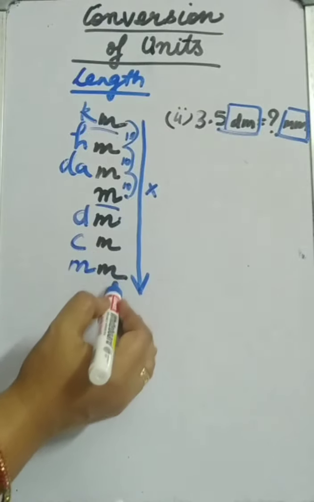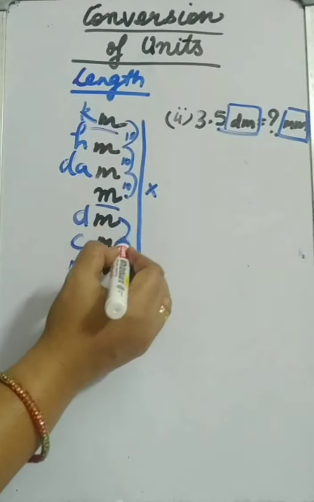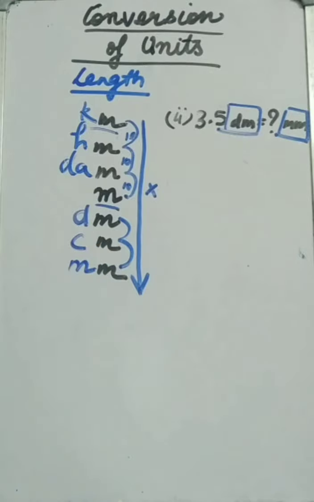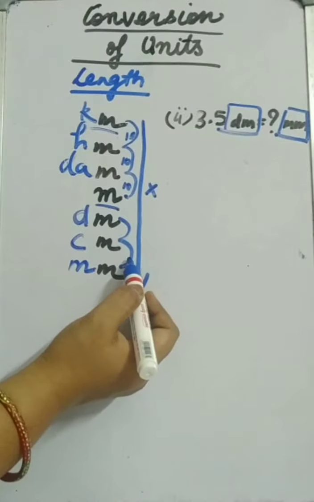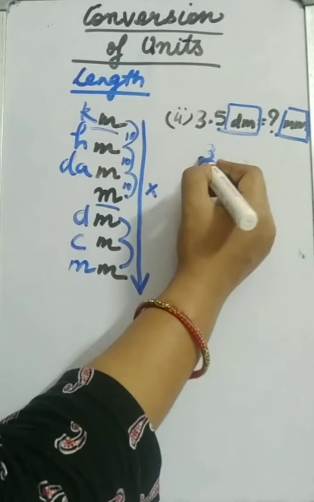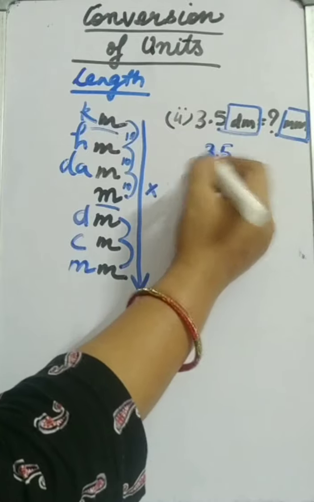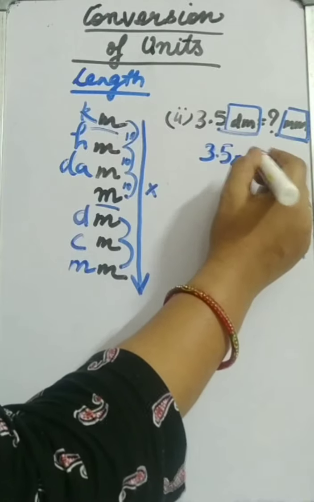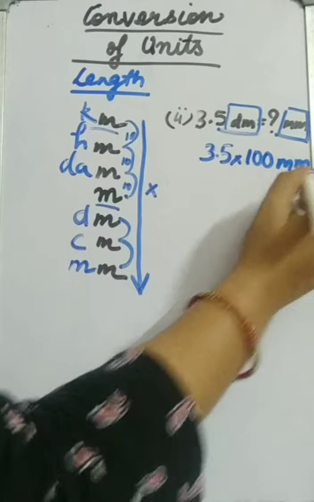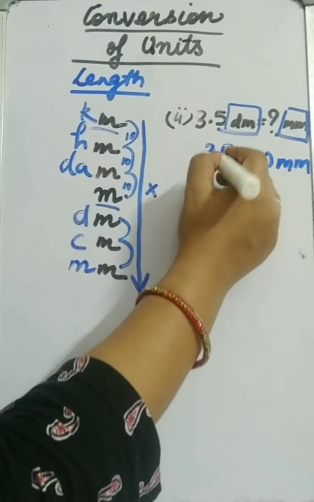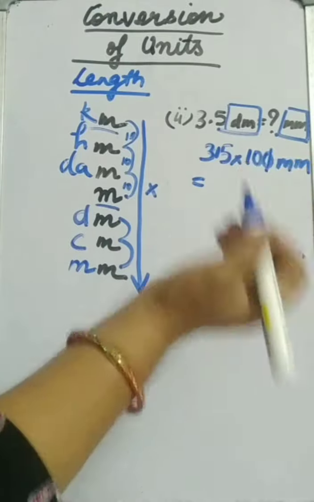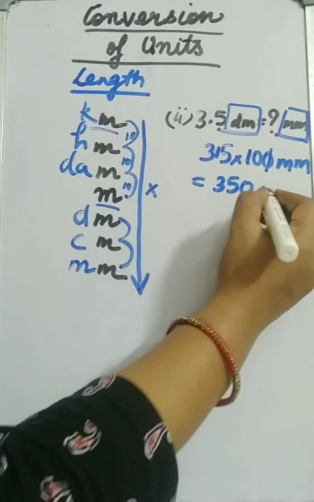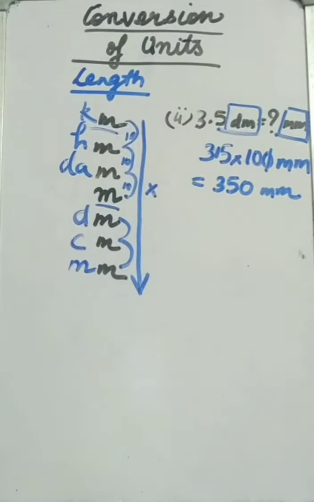From decimeter I have to go to millimeter: 10 into 10, that means 100. I have to multiply by 100. So 3.5 will be written as it is, and I have to multiply by 100, this much millimeter. Very simple. So how much is this? Remove this decimal, remove 1 0, and you get 350 millimeter. As simple as that. I hope now this conversion is clear.